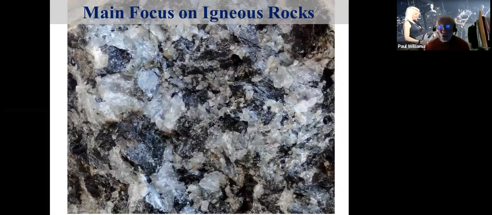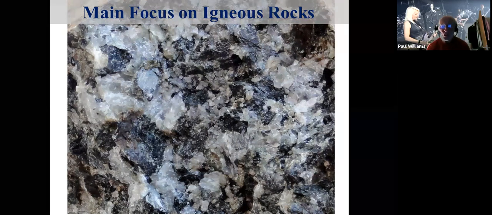During this series of workshops, of which there will be at least 4, I really want to concentrate on igneous rocks, but I will be going into some metamorphic rocks as well near the end of the workshop series. But it's mainly igneous rocks that I want to concentrate on.